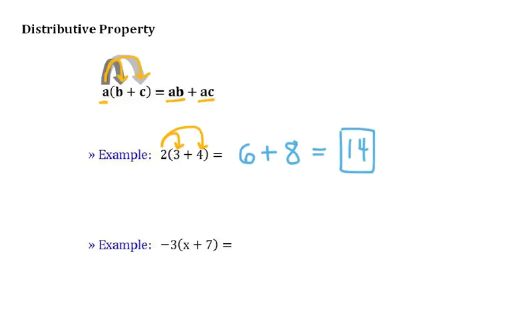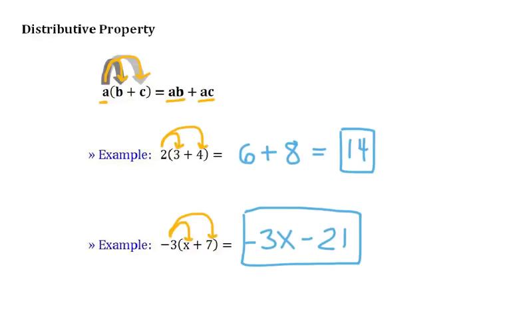In our second example, I have incorporated a variable, in this case x. A variable is just used to hold the place of a number. So -3 will be distributed to x, and -3 will be distributed to 7. -3 times x is just -3x. -3 times 7 is -21. In this case, our result, -3x minus 21, has no like terms. We can't combine any further, so we're done.